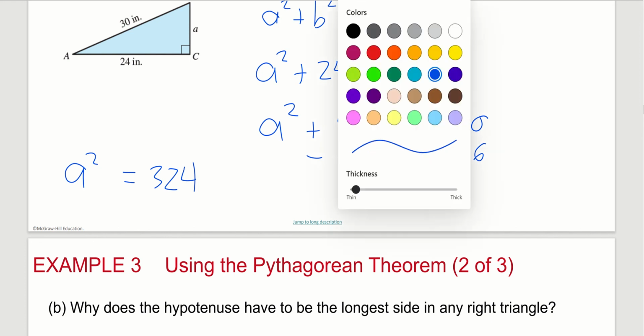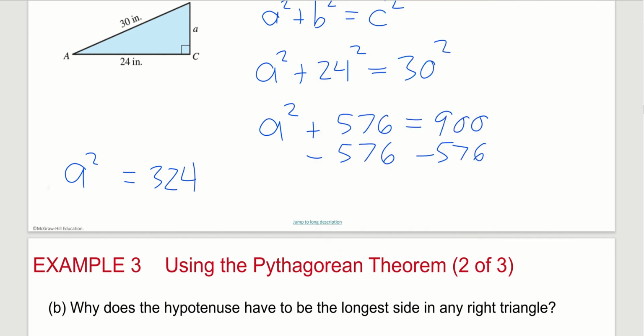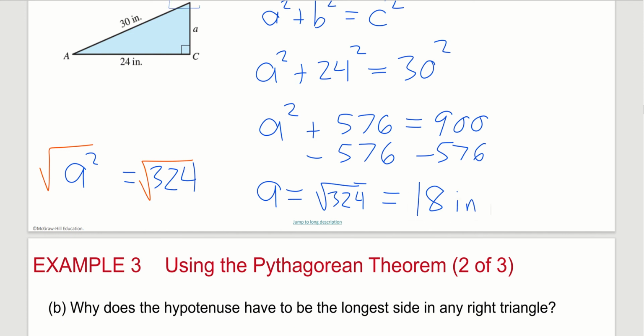What's going on with a is that it's being raised to the second power. The opposite of doing a second power is actually doing a square root. So to solve for a, we need to do the square root of both sides. So a is going to be equal to the square root of 324. That is, we're looking for what number we have to multiply by itself to get 324. You can use a calculator for this, but it's going to be 18. So the length of the missing leg is 18.